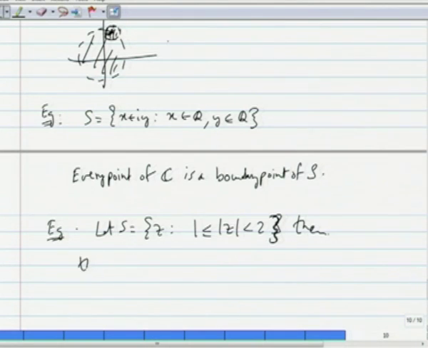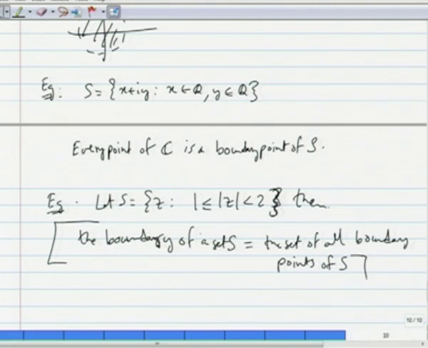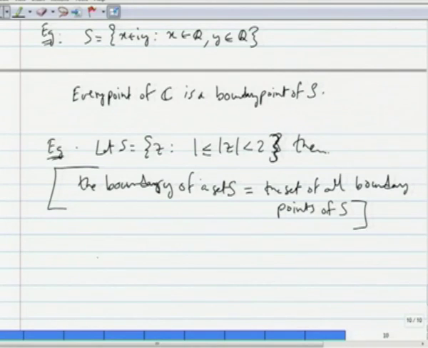Then the boundary of S. I will not do this as a part of this example, but more generally let me define the boundary of a set S. Usually this refers to the set of all boundary points of S. I defined a boundary point, and simply a boundary of the set is the set of all boundary points of S. So, then the boundary of this set S is the boundary of S.